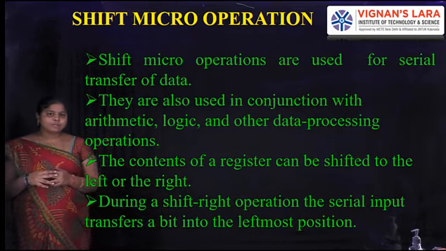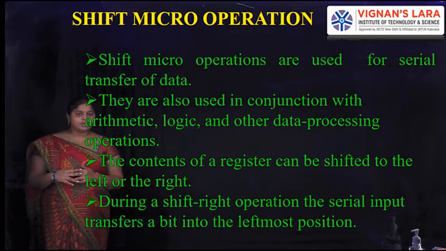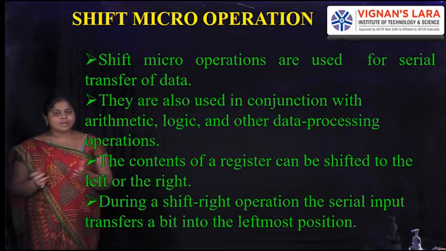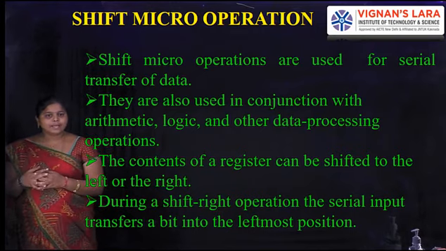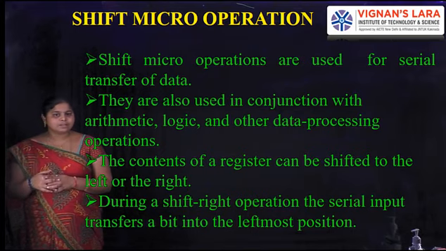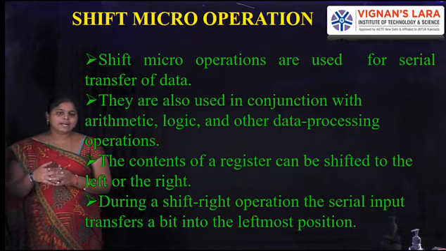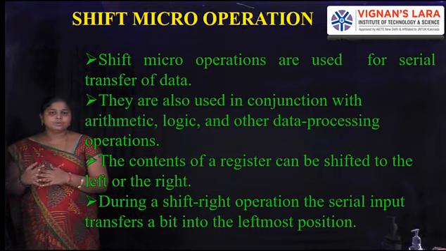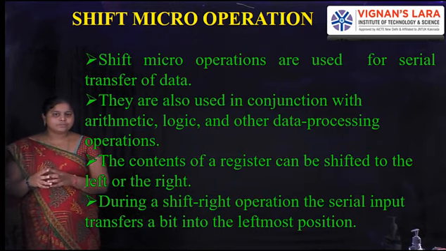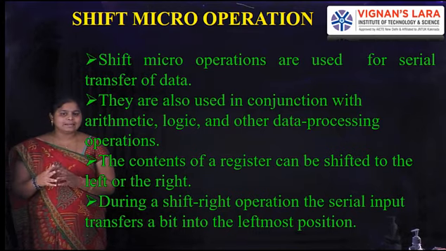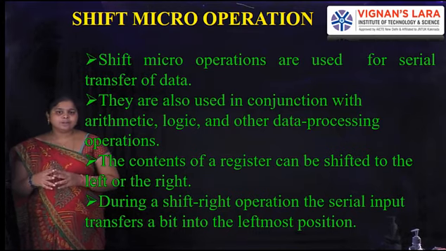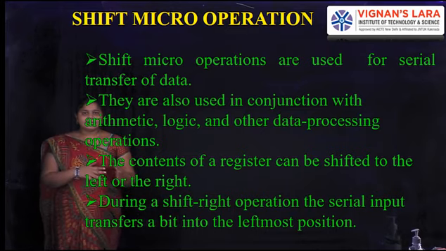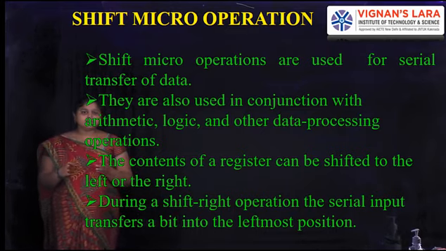Today in class we discussed shift micro operations. Shift micro operations are mainly used to transfer the data from one register to another register. For example, take R1 as one register and R2 as another register. The data stored in R1 is transferred to R2. That operation is called a shift micro operation. That content transfer is mainly used for shift micro operations.